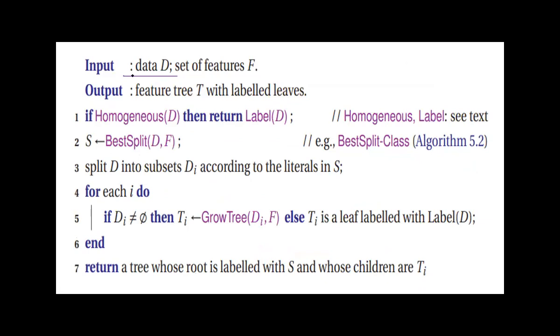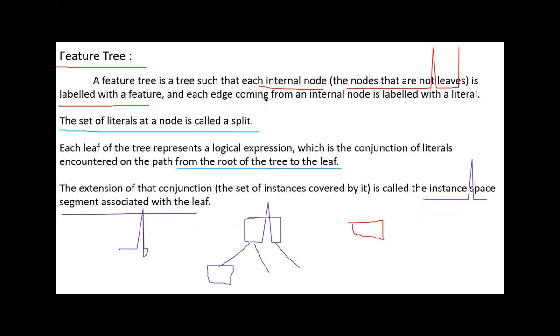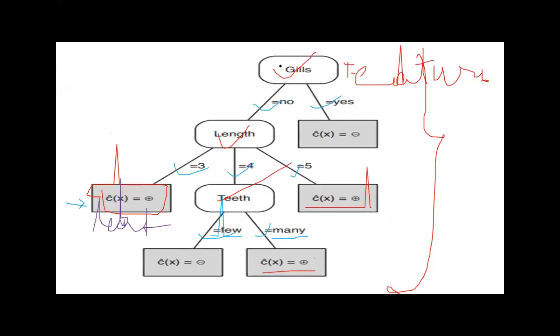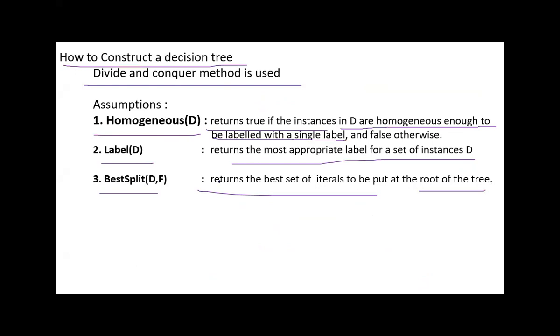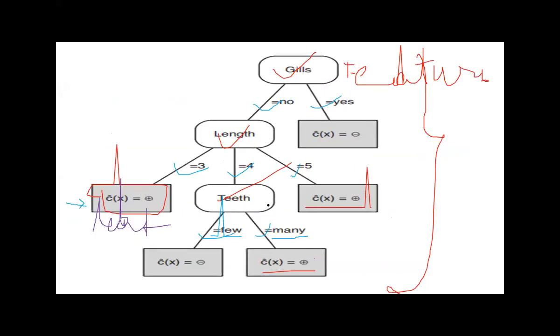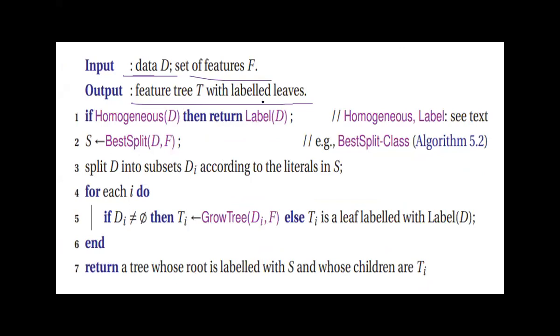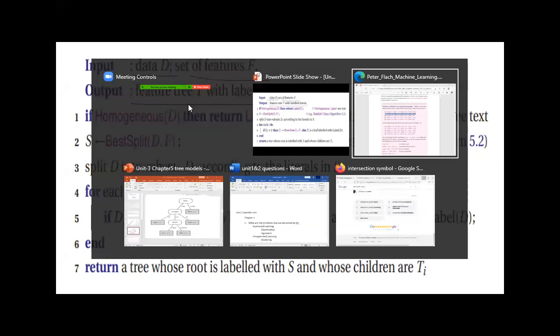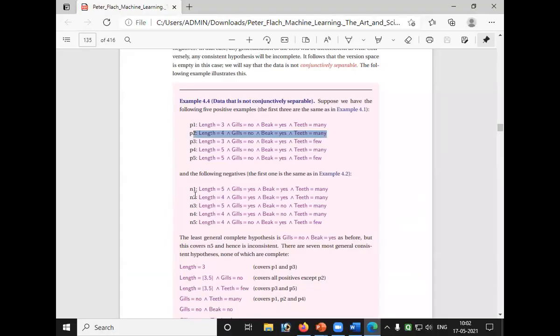Input is data D. The set of features is F. Now the output is a feature tree with the labeled leaves. This is our output, a feature tree. The features are gills, length, and teeth. Now, a feature tree with labeled leaves. We have seen the data: P1, P2, P3, P4, P5, N1, N2, N3, N4, N5. This is called data, my dear friends.